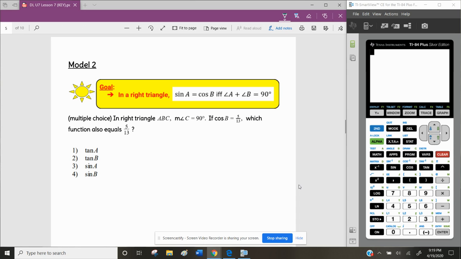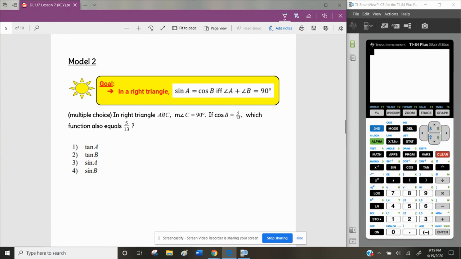This is Numbers with Nicole with another model of using sine A equals cosine B if and only if angle A plus angle B equals 90. So let's look at another type of question. In right triangle ABC, angle C equals 90. If cosine of B is 5 over 13, which function also equals 5 over 13?